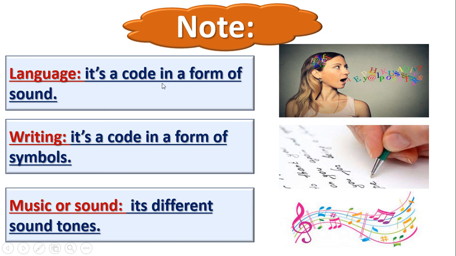The language code is in the form of what? In the form of sound. The code of writing is in the form of symbols or letters. And the code of music is in the form of sound tunes. So language has the code in the form of sound, writing has the code in the form of symbols, and music has the code in the form of sound tunes.